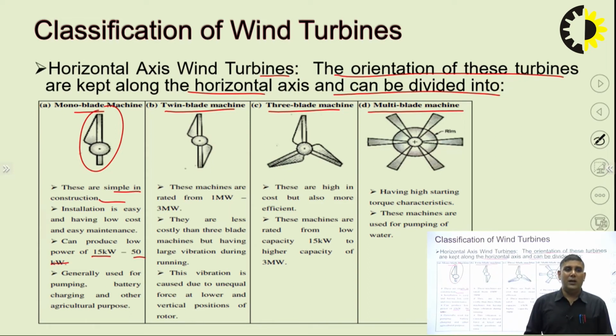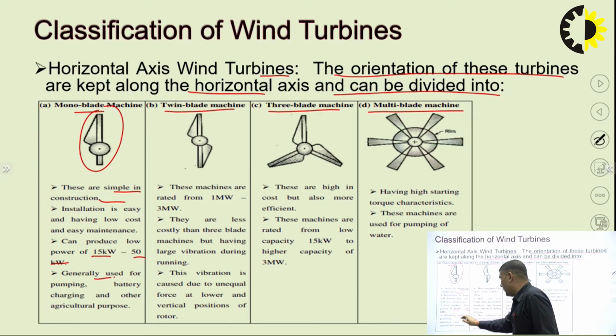So around 50 houses can be energized with the help of this mono blade type horizontal wind turbine. And they are generally used for pumping, battery charging, and other agriculture purposes also.